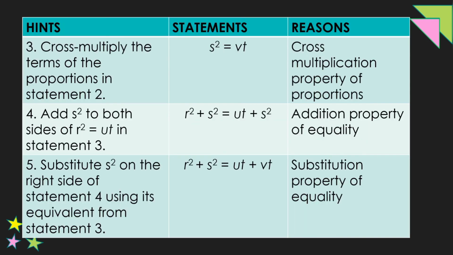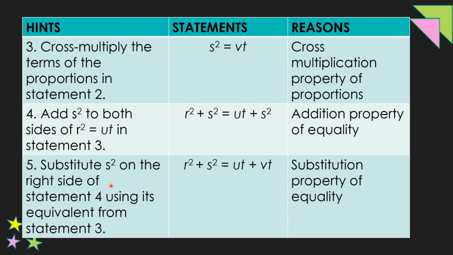Next, cross-multiply the terms of the proportions in statement number 2. So that is S squared equals VT. Reason, cross-multiplication property of proportions. Number 4, add S squared to both sides of R squared equals UT in statement 3. So that is R squared plus S squared equals UT plus S squared. Reason, addition property of equality.